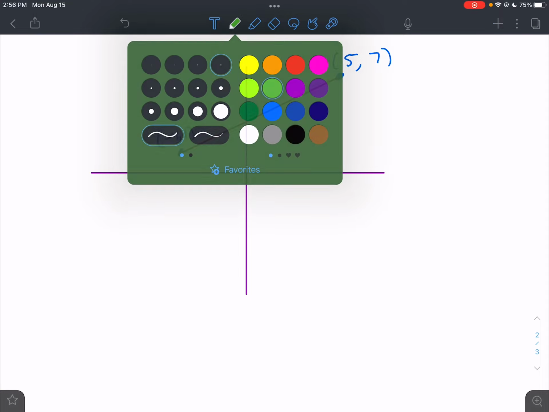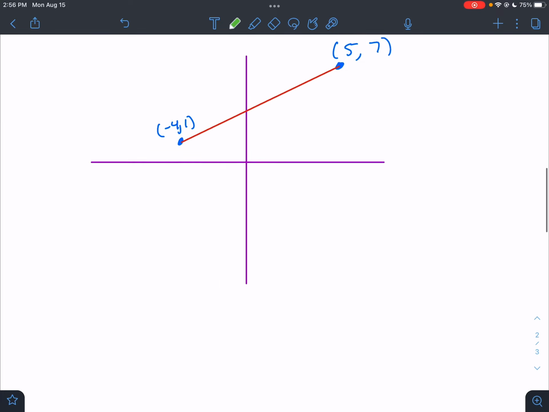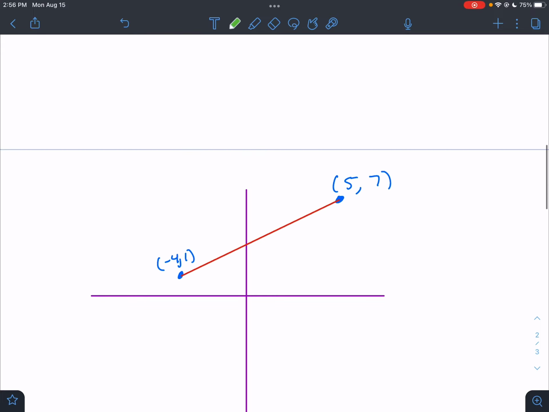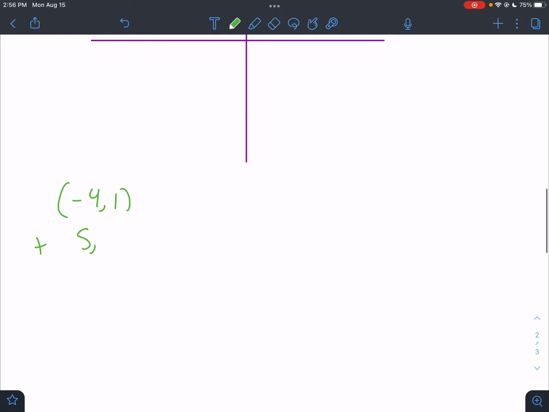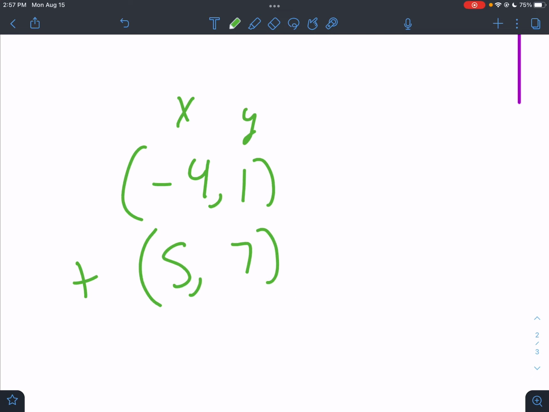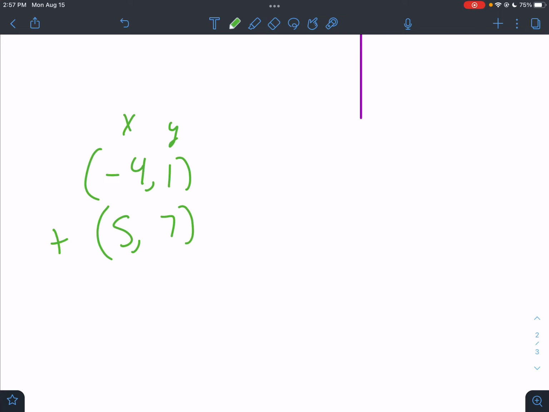So it's a lot like what I just did with the 80 and the 100. We're going to add them and divide by 2. Well, how do you add 2 coordinates? We have the coordinate -4, 1, and we're going to add 5, 7. Notice I'm kind of stacking them up. The reason being is that these are my x values and these are my y values. You cannot add unlike terms in math. I can't add the -4 and the 7 together. I can't do it. No. Those are unlike terms. I can only add x with x.